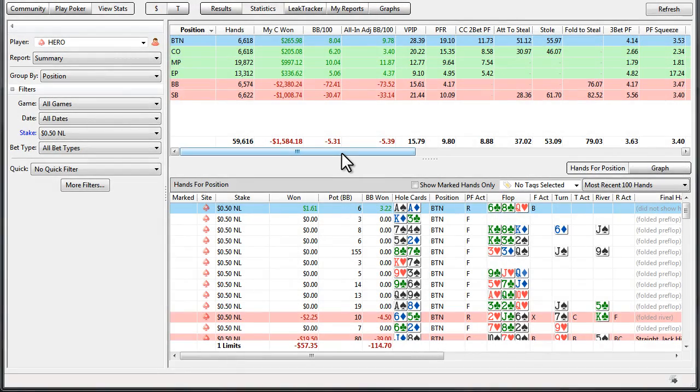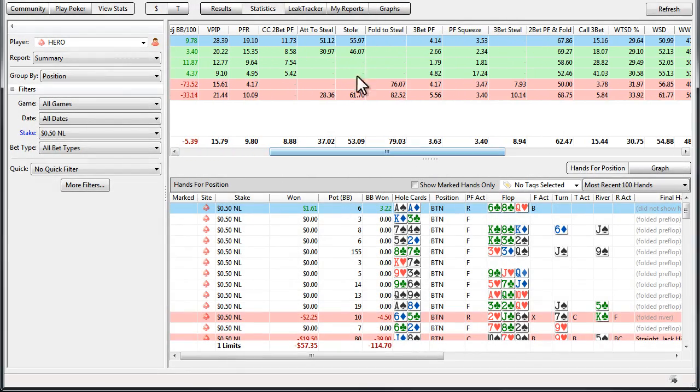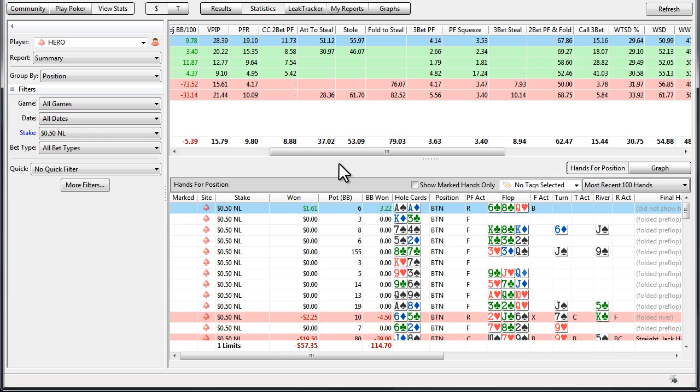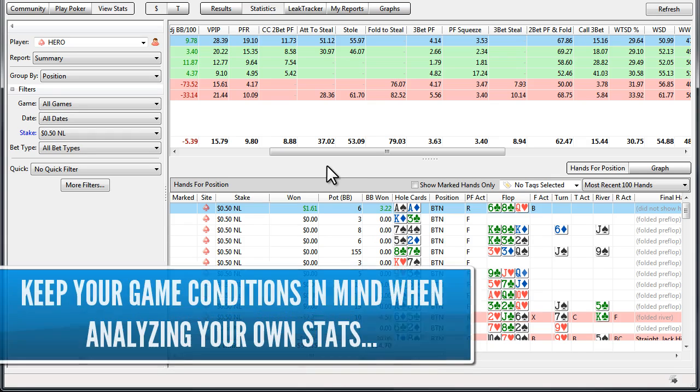Now, if we look at the other stats that I have on here, first and foremost, attempt to steal. His overall is 37, which can be good, can be bad. It's really situational and really dependent on how good a player is post-flop and also the kind of games they're playing in. Really tight games, really loose games, definitely going to influence the overall attempt to steal. But he has a really weird breakdown here.